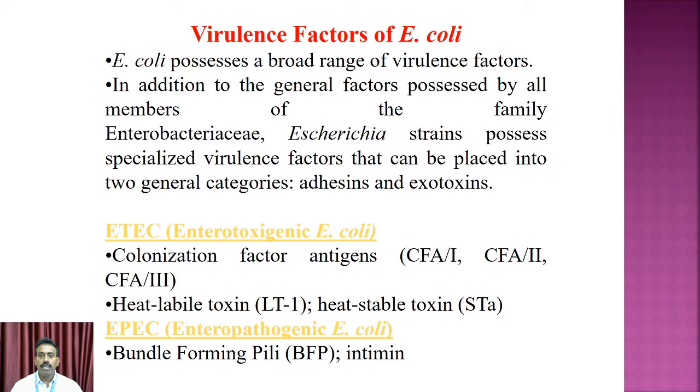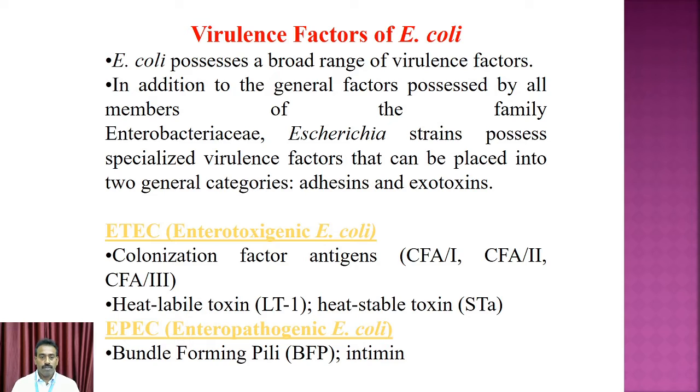In addition to the general factors possessed by all members of the family Enterobacteriaceae, E. coli strains possess specialized virulence factors that can be placed into two general categories. First one, adhesins and exotoxins. So enterotoxigenic E. coli has colonization factor antigens: colonization factor antigen 1, colonization factor antigen 2 and colonization factor antigen 3.